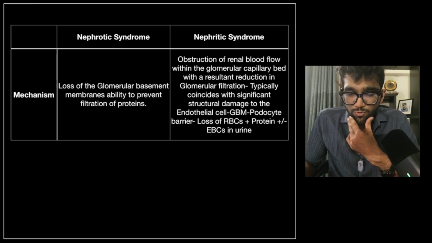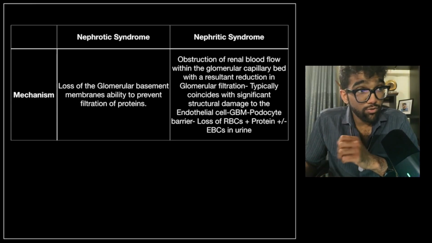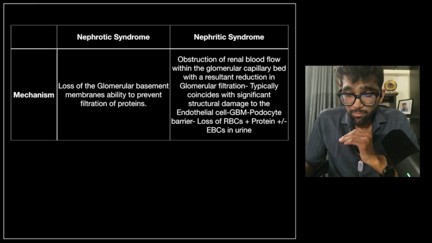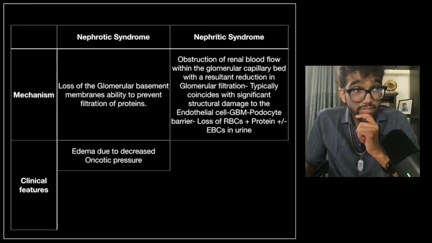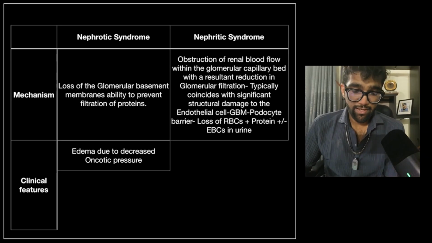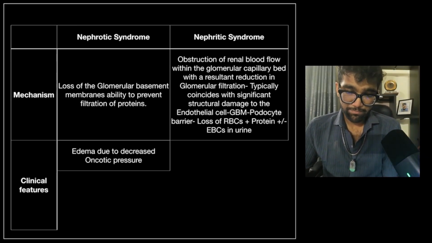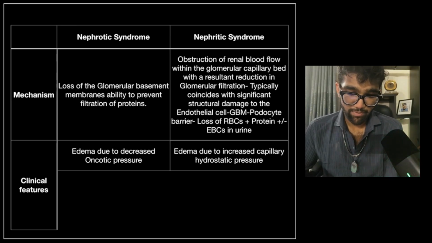Okay, so typically, this coincides with significant structural damage to the endothelial glomerular basement membrane podocyte barrier, resulting in loss of RBCs in urine, along with protein and WBCs, not EBCs, WBCs. So the clinical presentations: in nephrotic syndrome, because so much protein is being lost, the oncotic pressure decreases, and as a result, the patient develops edema. In nephritic syndrome, due to increased hydrostatic pressure, the patient develops edema.